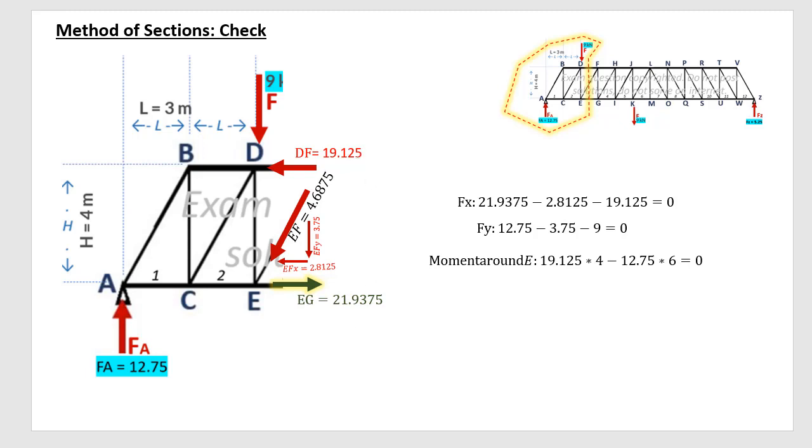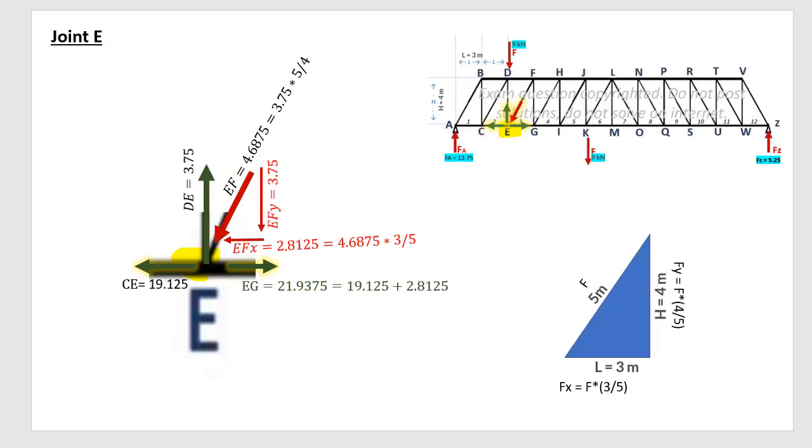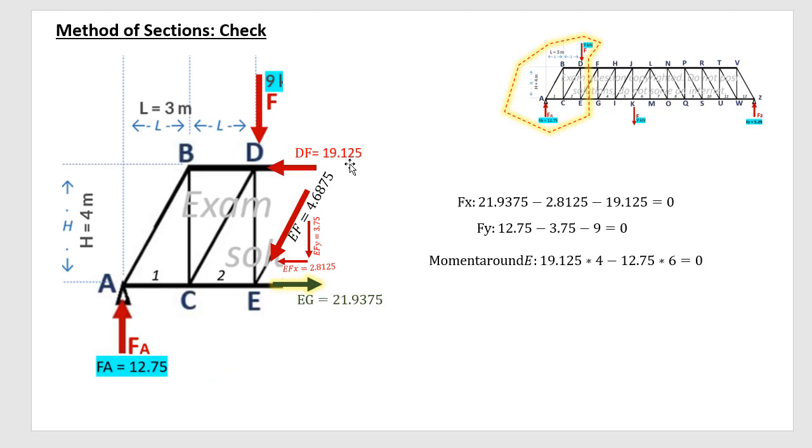So if I just pull my numbers that I had before, 19 is equal to 2.8 plus 21. So check everything in the x direction. And we can see, yep, that adds up to 0. How about the y direction for this section? So I've got the 12 going up, 9 coming down, and 375 coming down. So sure enough, 9 plus 375 is 12. So everything in the y direction adds to 0.